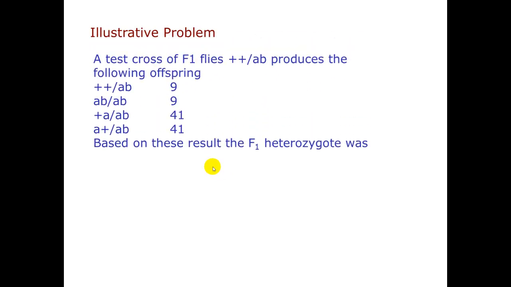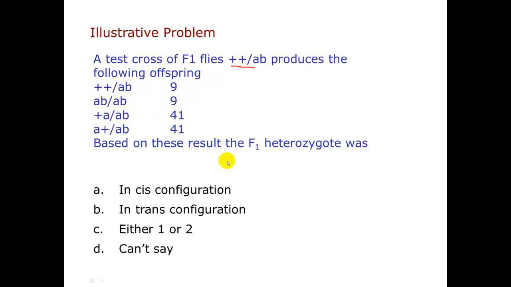Now there is one illustrative problem. A test cross of F1 flies produces the following offsprings. So on that particular basis, what we can say, that heterozygotes are either in cis configuration or trans configurations. It is very clear that plus A, that means one dominant, one recessive, okay, they have a more combination, that's why it is going to be in trans configurations. Had it been the case of plus and here we have got 41%, then we could have said that it is in cis configuration. So by looking at the genotypic constitution, we can say whether the given example is cis or trans configuration, right?